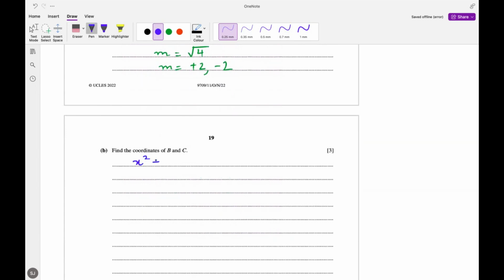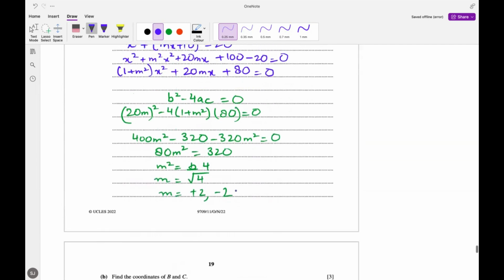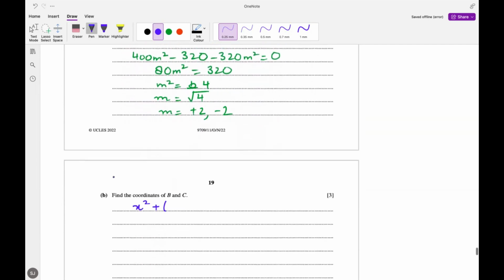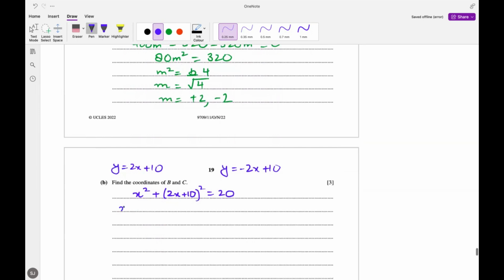So this will become x squared plus, and in place of y over here, the equation of the tangent will be y equals 2x plus 10. And the second equation will be y equals minus 2x plus 10, as the values of m were 2 and minus 2. So in place of y, we can first substitute (2x plus 10) whole squared is equal to 20. Expanding this, we'll get x squared plus 4x squared.